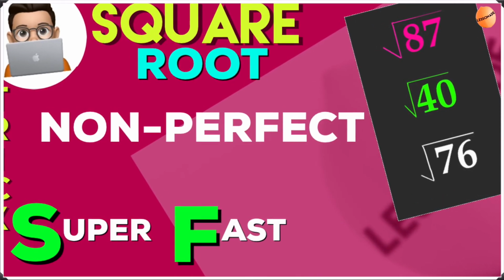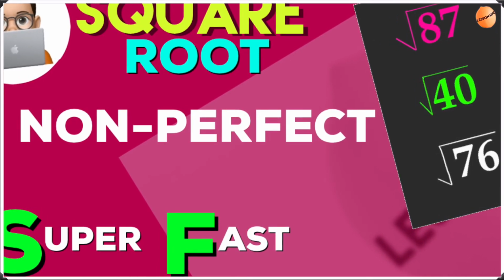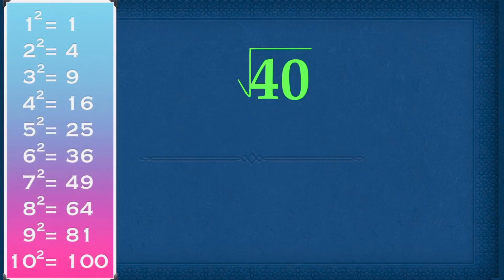In this video, I'm going to show you how to find the square root of non-perfect square numbers. Let's get started with our first example, which is the square root of 40. Firstly, we are going to see where this 40 fits in the squares table. As we all know, it's going to fit in between 6 squared and 7 squared, or 36 and 49.